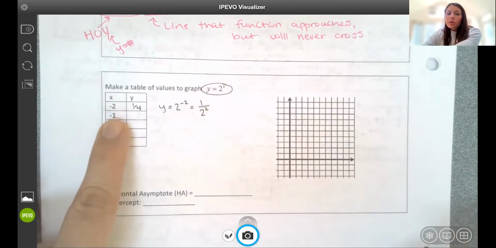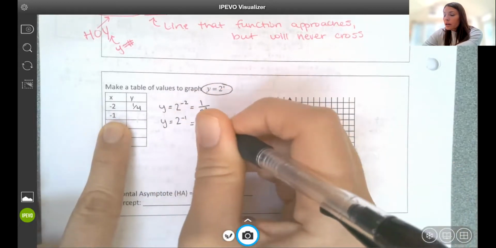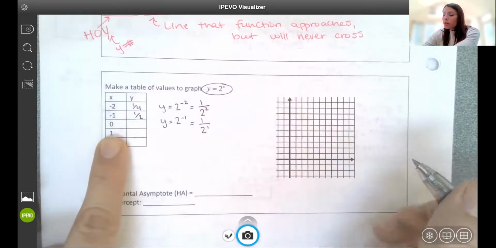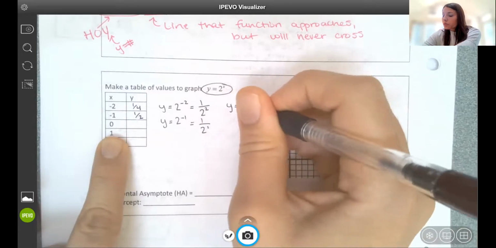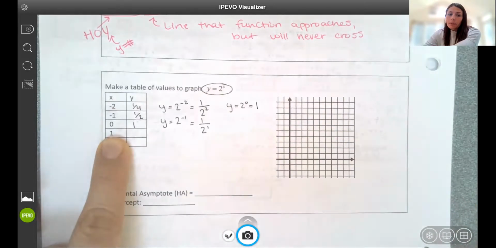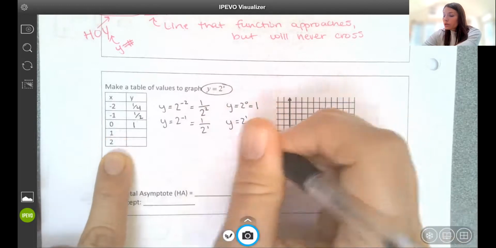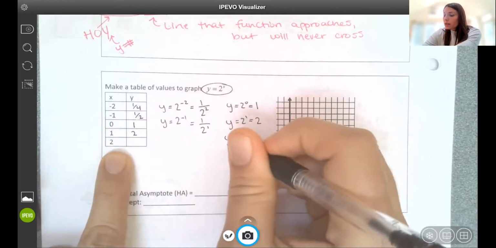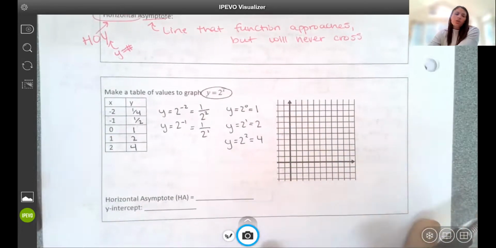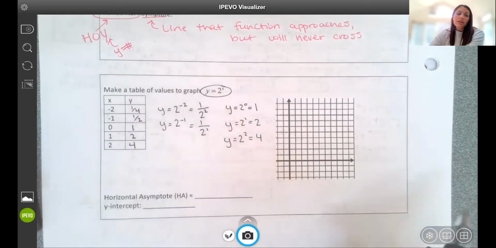Okay, if I plugged in -1 into this function for x, then I'd have 1/2. If I plugged in 0, anything to the 0 power is 1. If I plugged in 1, 2 to the first is 2. And last, if I plugged in 2, 2 squared is 4. Okay, so just plugging in values for x, we can get a little table here. It's going to give us a sketch of our graph.